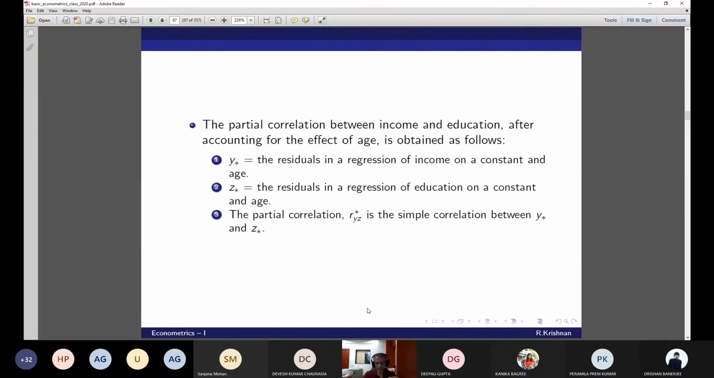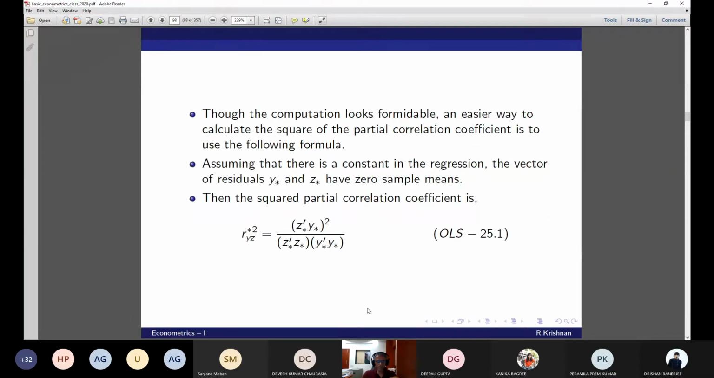Yes, sir. How do we get this partial correlation? An easier way to calculate the square of the partial correlation coefficient is to use the following formula. Assuming that there is a constant in the regression, the vectors of residuals Y star and Z star have 0 sample means, because they are residuals. So the squared partial correlation coefficient is this, OLS 25.1.